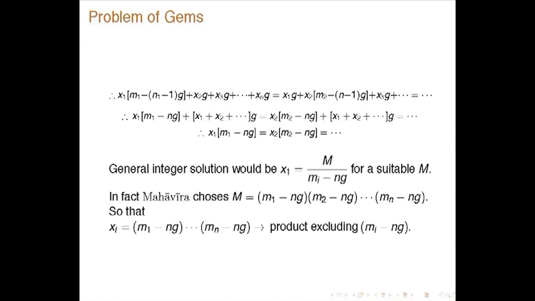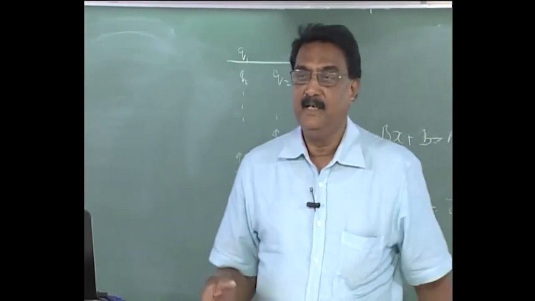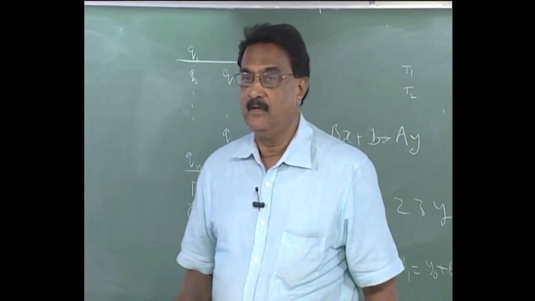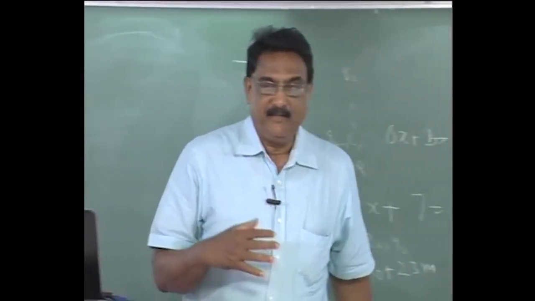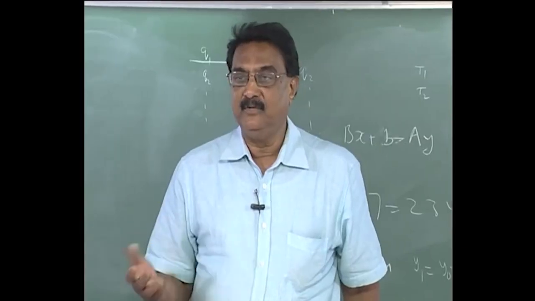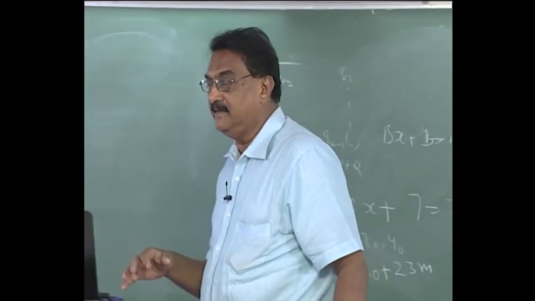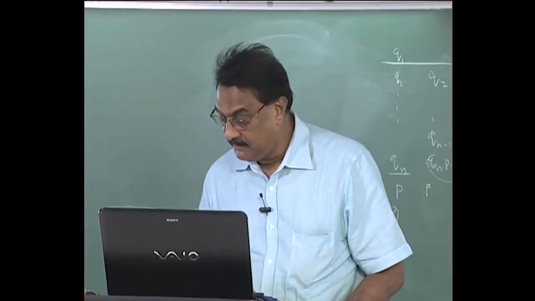So, that x1 is the product of M2 minus NG, etcetera, up to MN minus NG, in which this one is excluded. In fact, you can take a multiple of that also. Multiply all of them by some number, and that will also be a solution, because what is said is that the wealth of each person will be the same. So, that may be any value. There is some arbitrariness in this, but the ratios are what you can actually determine from this.